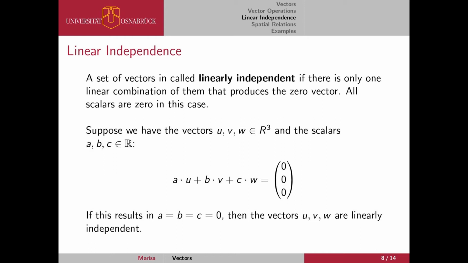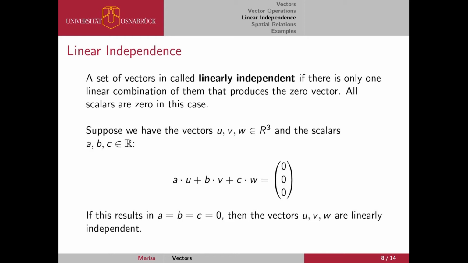Suppose we have the 3 vectors u, v, and w that are all elements of the vector space R3, and we have the scalars a, b, and c, which are elements of the real numbers. Now, we linearly combine them by adding u, v, and w, and we weight each of the vectors with a scalar. With this linear combination, we want to produce the zero vector, so (0, 0, 0) in this case, because we are in the space R3. Now, if we know the vectors u, v, and w, we simply need to find the values for the scalars a, b, and c, so that the solution is actually the zero vector.